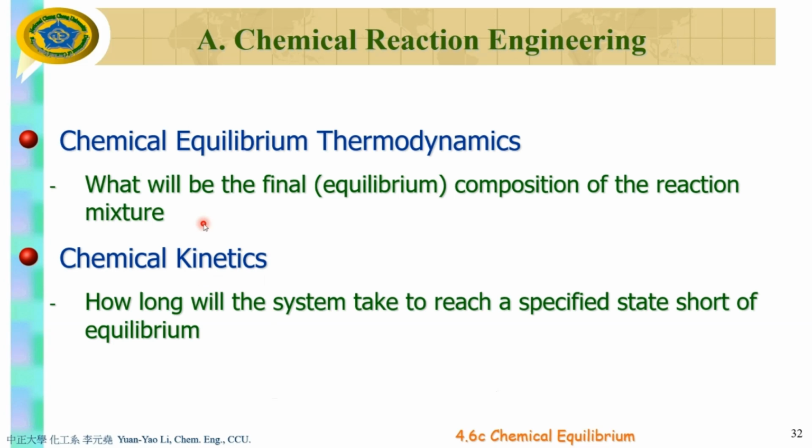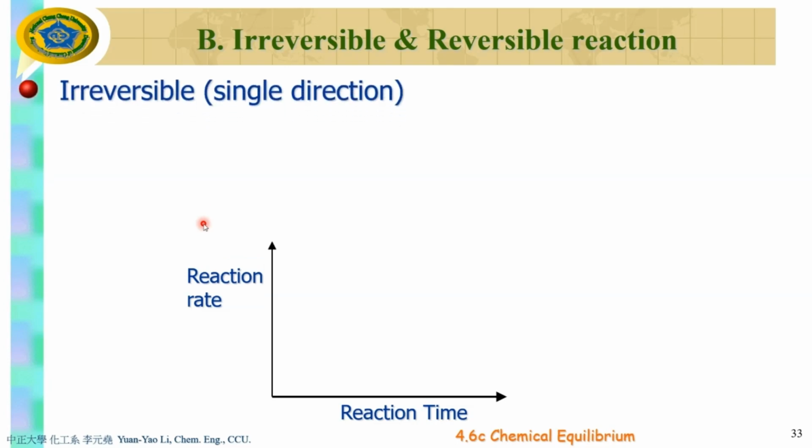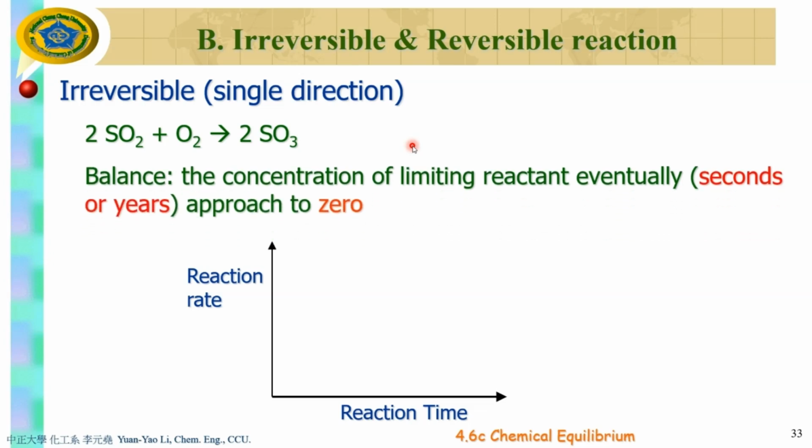Okay? This is chemical thermodynamics and chemical kinetics. And then chemical reaction engineering. Another term is irreversible and reversible reaction. I'm sure you know this already. Irreversible means single direction. For example, SO2 plus oxygen become SO3. This is irreversible. So the concentration of the limited reactant, for example SO2, eventually approaches 0.